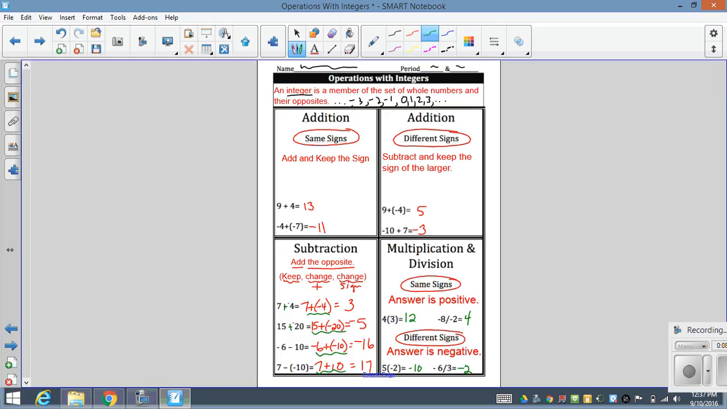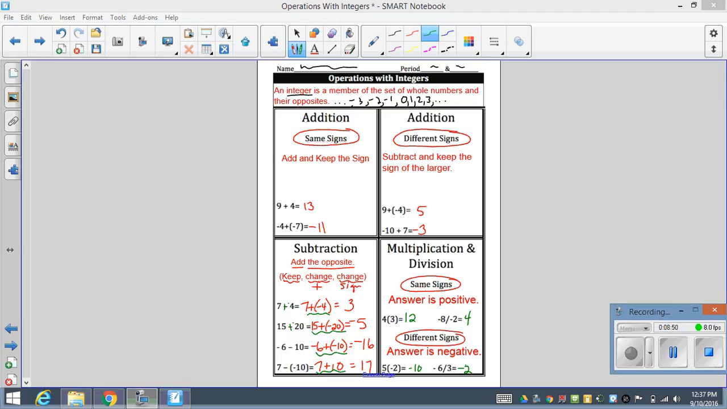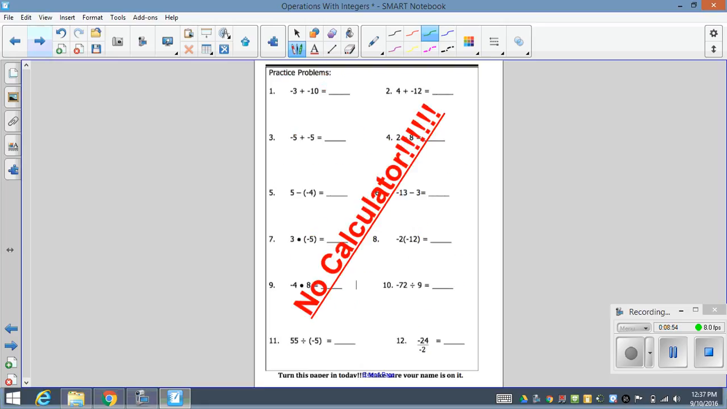All right, what I want you to do now, you're going to move onto the back side of this little half sheet, and on the back side are 12 practice problems. This should take you a couple of minutes. This should not take you a long time, but you are not using a calculator on these. So you need to be able to do these without a calculator. So think about what operation you're doing and use the appropriate rule. I will be checking these for correctness.